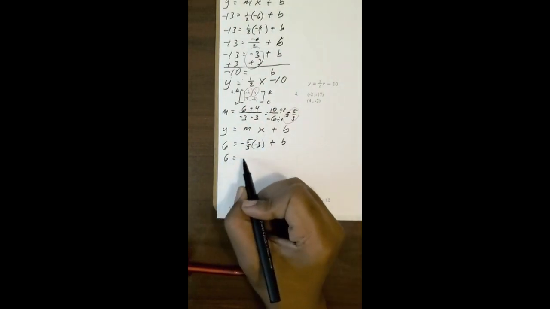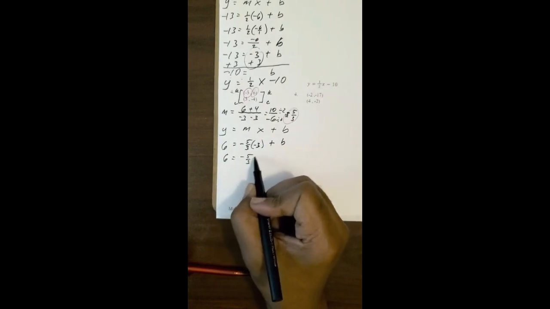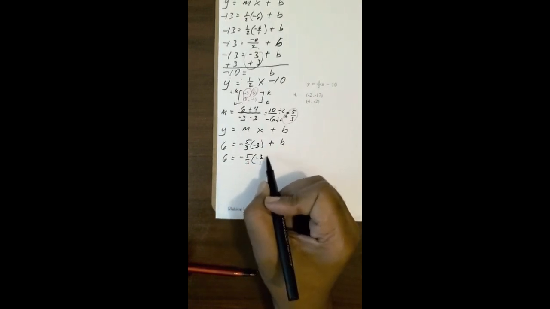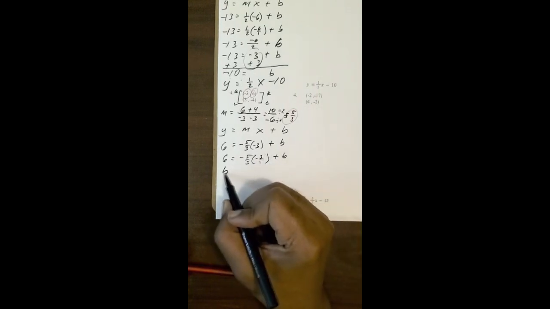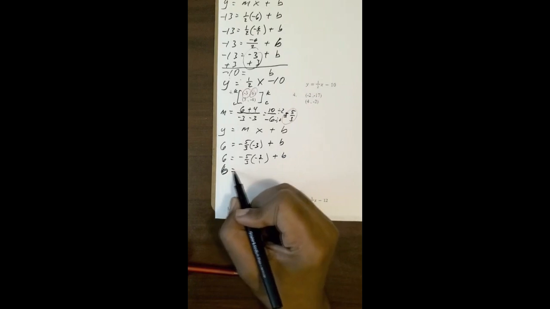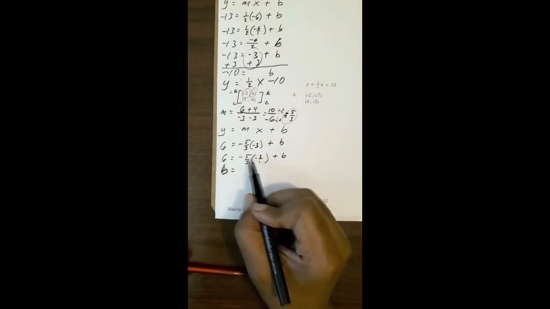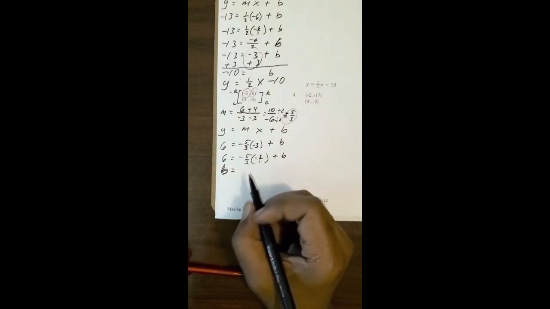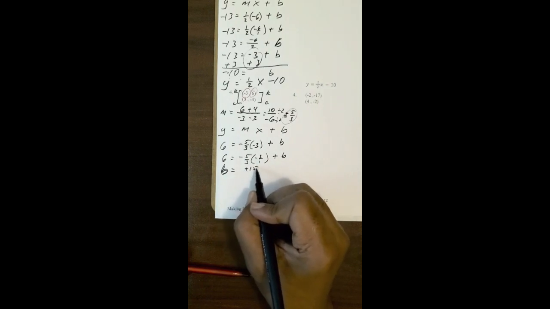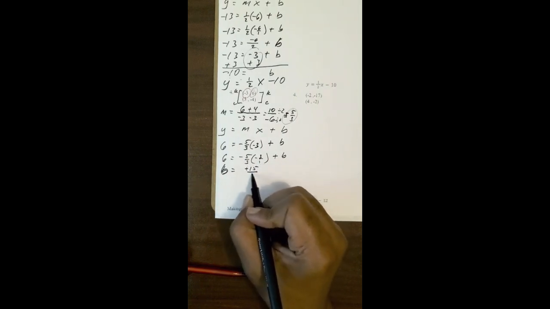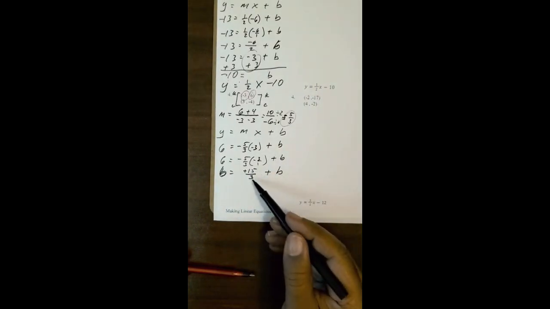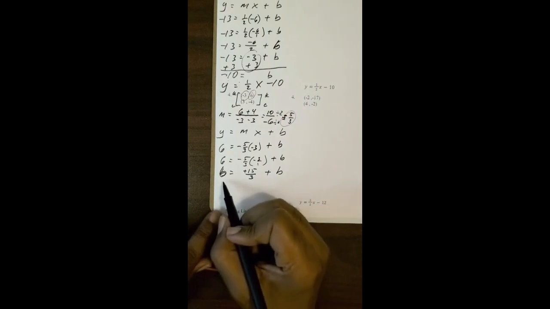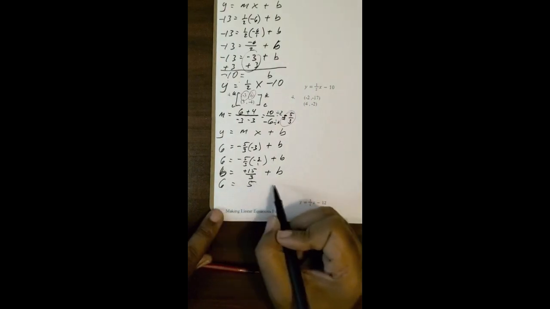So we're going to have negative 5 over 3, and we're going to make this negative 3 over 1, and then plus b. And so we'll get 6 equals, so a negative 5 times a negative 3, so a negative times negative is going to be a positive 15. And 3 times 1 is going to be a 3, and then plus b. 15 divided by 3 is going to simplify to a 5. So 6 equals 5 plus b.